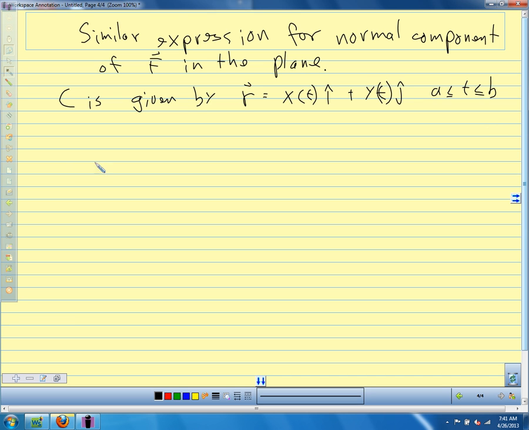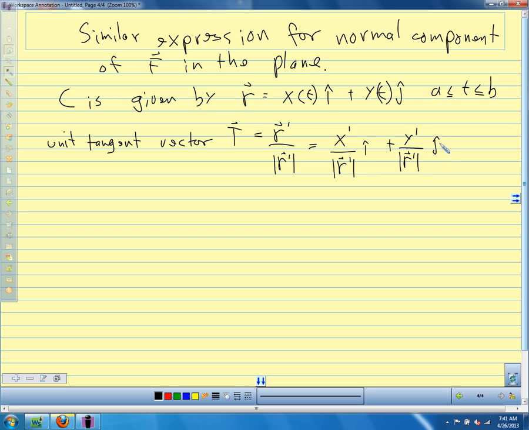Our unit tangent vector for this curve is r prime over the length of r prime, if we remember back to when we talked about unit tangent vectors. And with this expression, it's going to be x prime over the length of r prime i plus y prime over the length of r prime j.